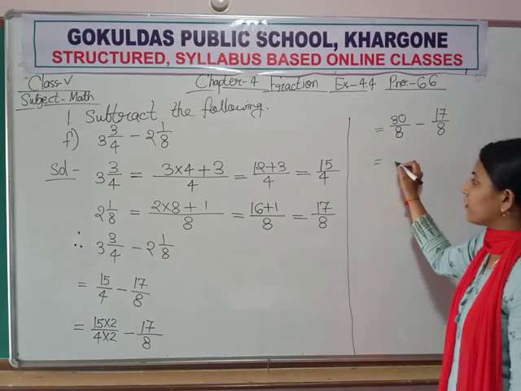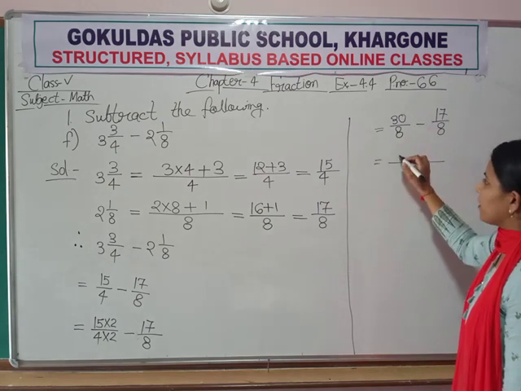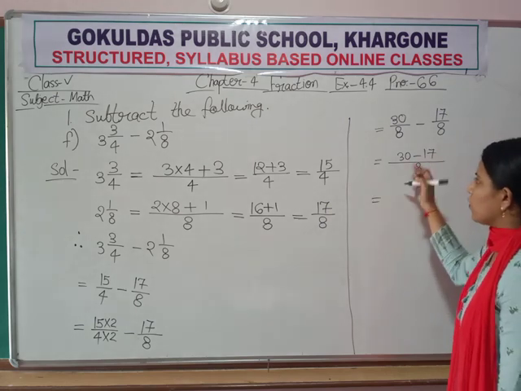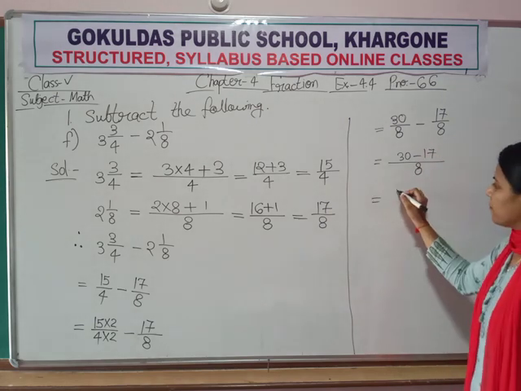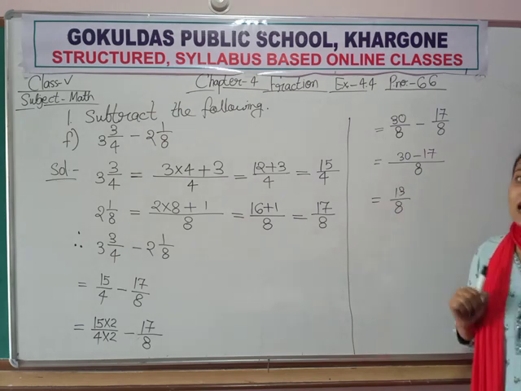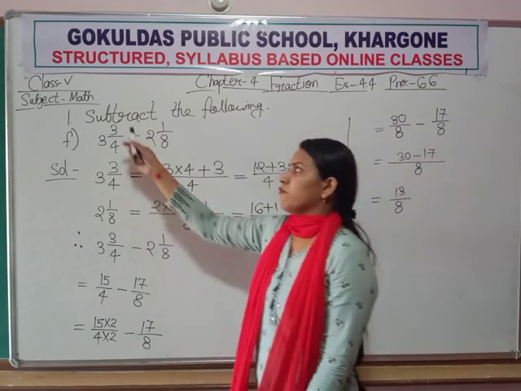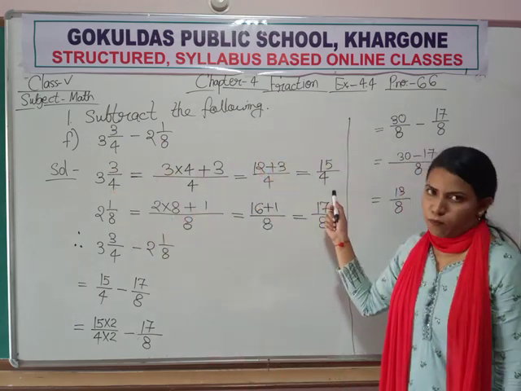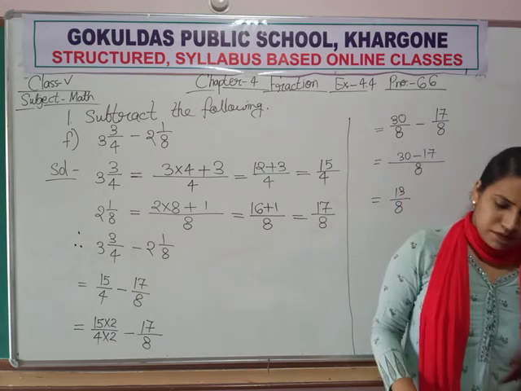Now see that both the denominators are 8, meaning our fractions are like. And how do we solve like fractions? We directly subtract the numerators over the same denominator. Now 30 minus 17 is 13 upon 8. So 13 upon 8 is our final answer. Remember, if mixed fractions are given, then first convert them into improper fractions, then solve.